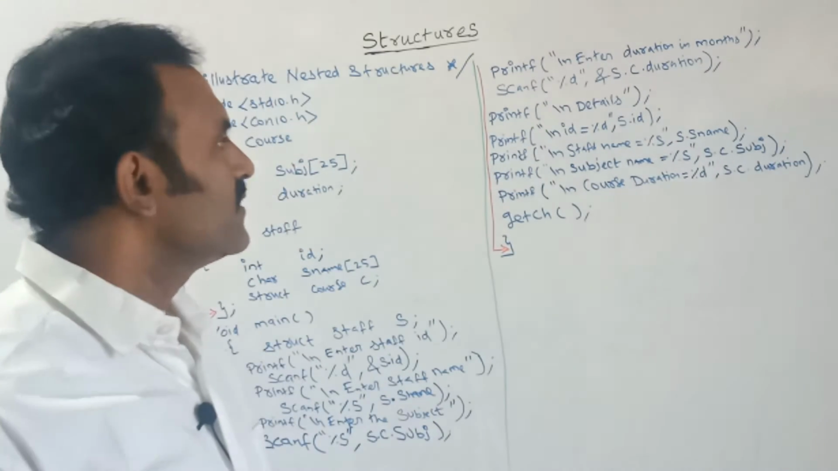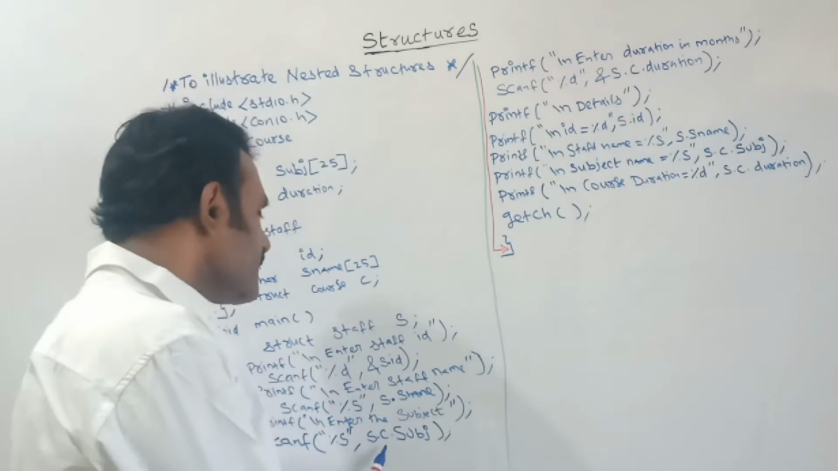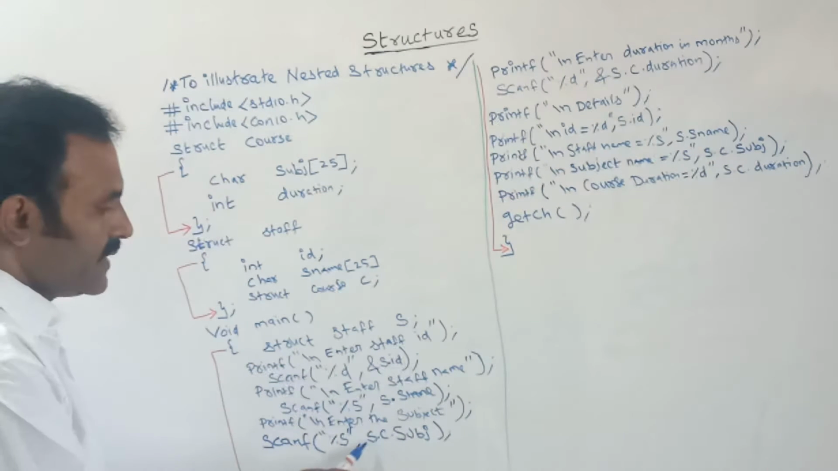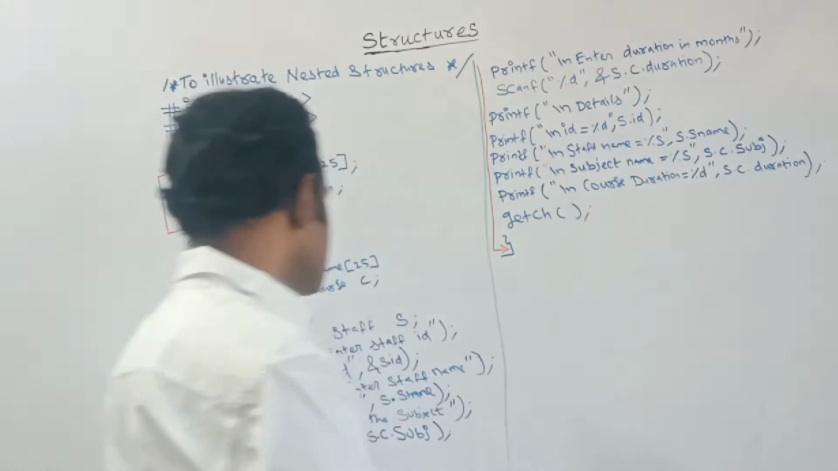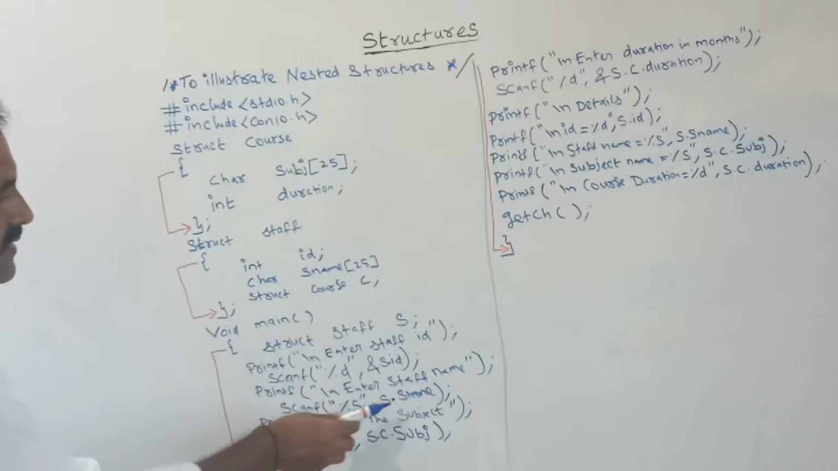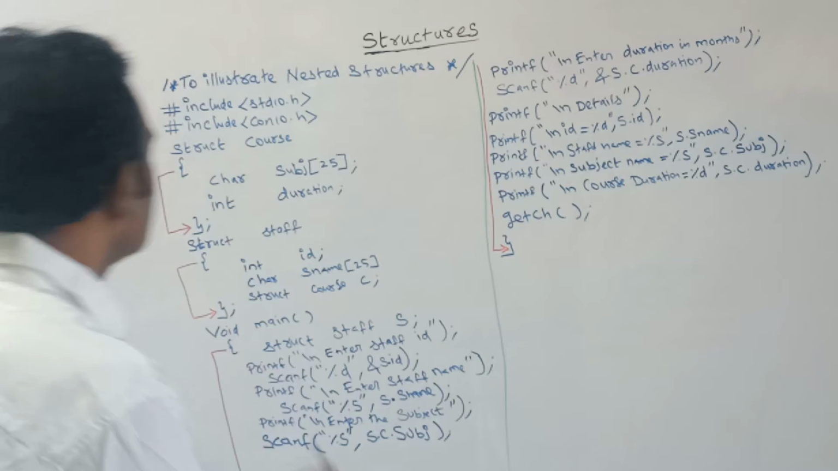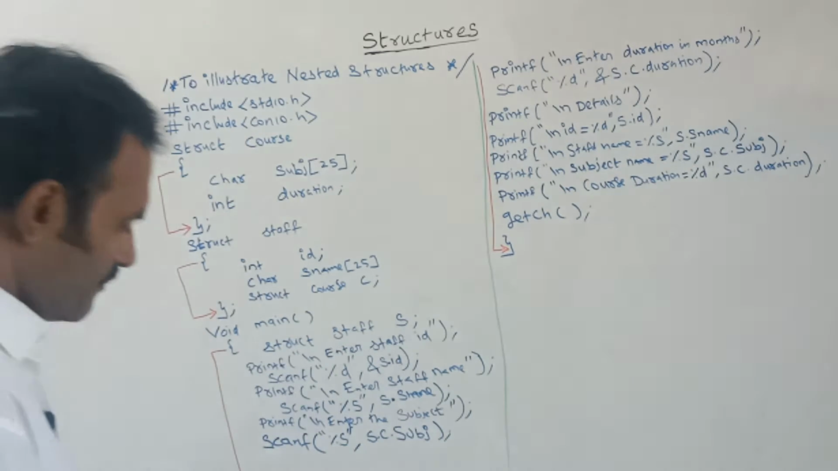One thing you should remember: if it is an inner structure, then we should use the dot operator twice. Otherwise, normally we can give a single dot operator and store the value. Now let us see the output here.